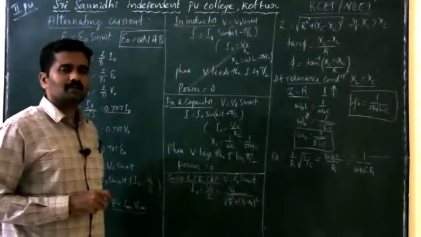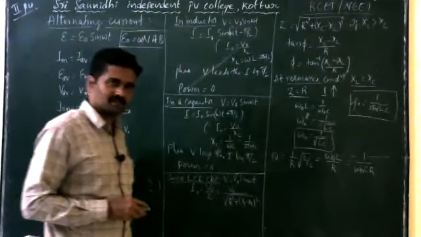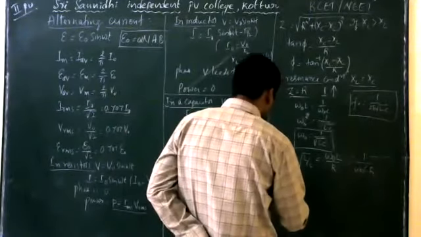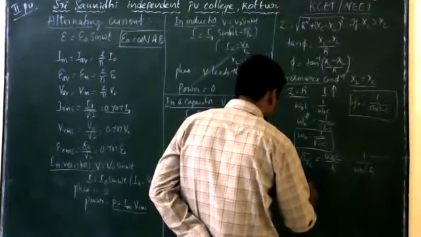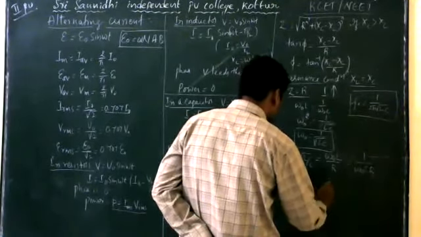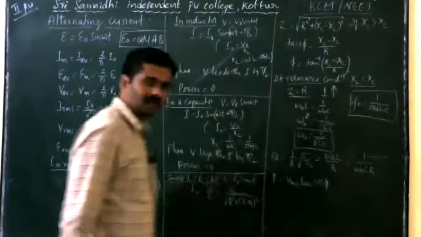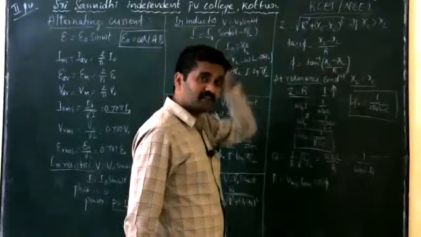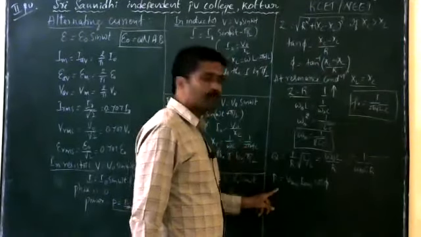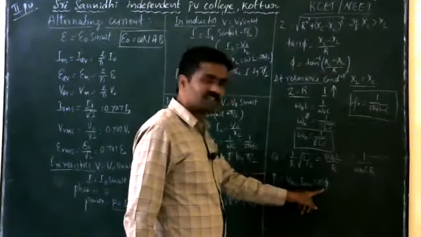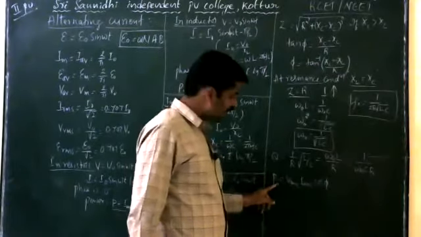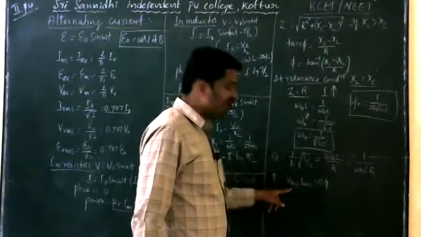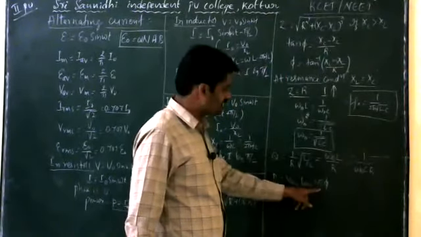Next we can go for the power dissipation in the series circuit. Power dissipation P is equal to VRMS into IRMS into cos phi. Cos phi is also the power factor, which can be expressed in terms of the phasor diagram. That is the true power, and this is the apparent power. Then P divided by VRMS into IRMS is also the power factor.